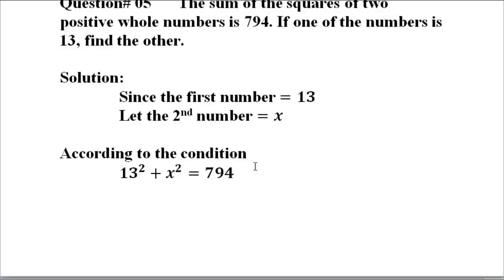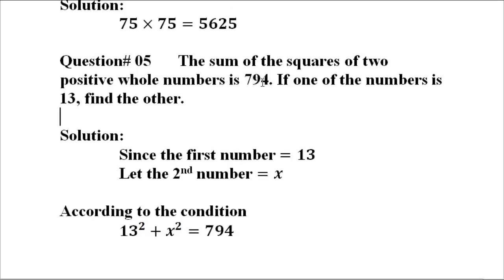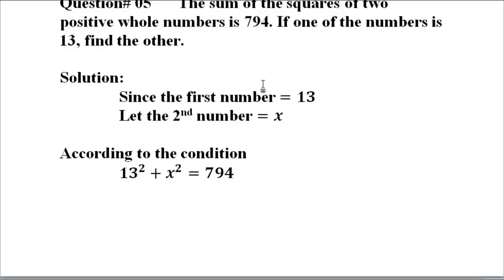Now, as per the condition of the question, the sum of the squares of two positive whole numbers is 794. Therefore, the square of the first number is 13 square, and the square of the second number, which we assumed as x, is x square. The sum of their squares is 13 square plus x square is equal to 794.